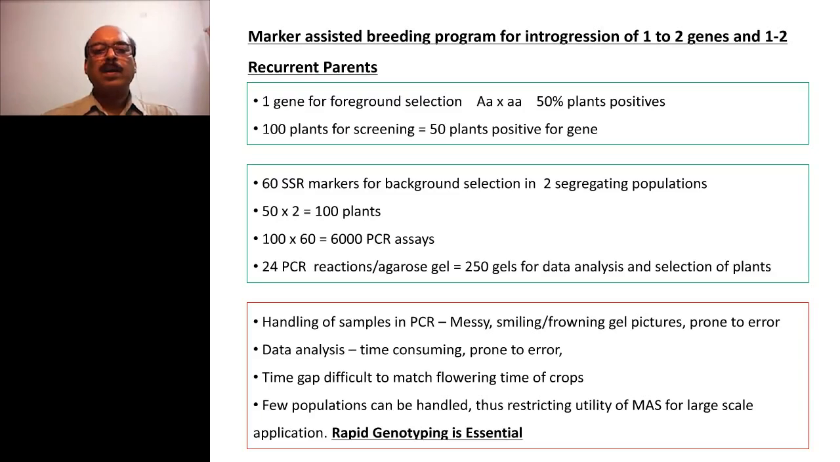Now we see the numbers are multiplying. To run this many PCR reactions, we need at least 24 PCR reactions per agarose gel, and it becomes almost 250 gels for data analysis, and the output of that data will result in selection of plants. So manually reading such a large number of gels is cumbersome, and it leads to certain errors during manual data calculations.